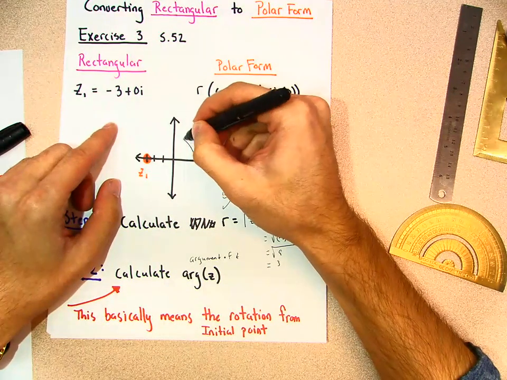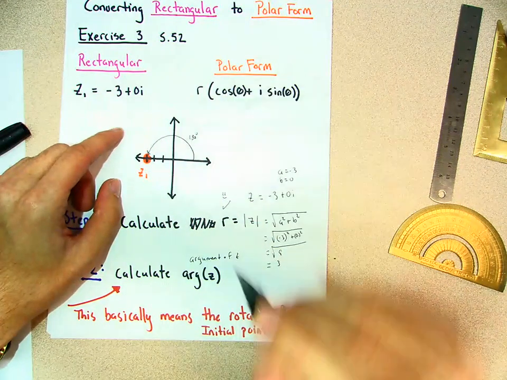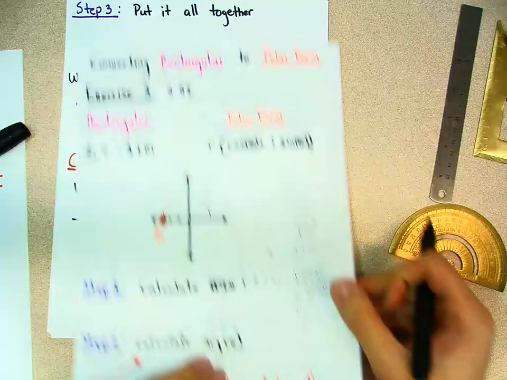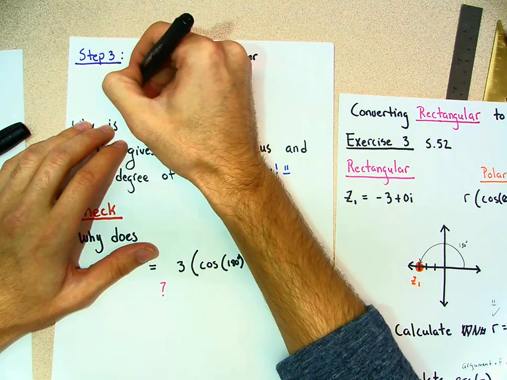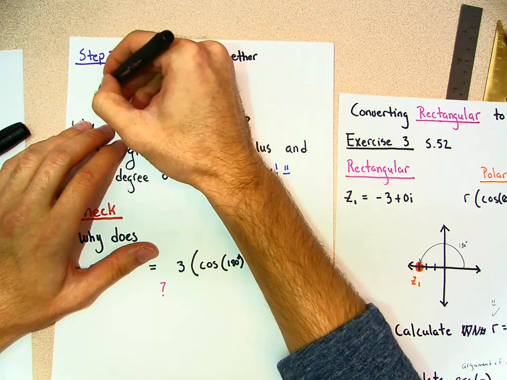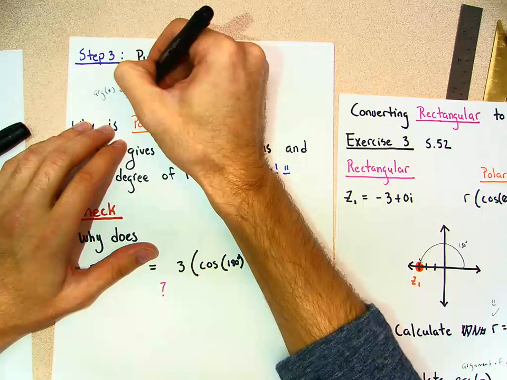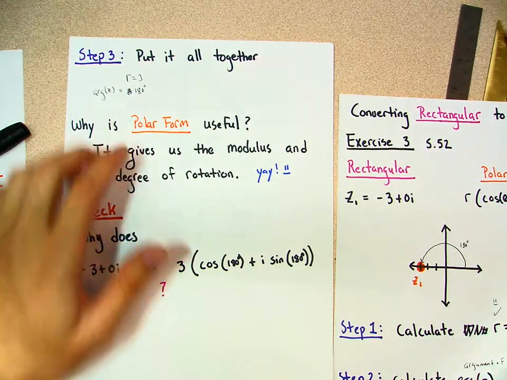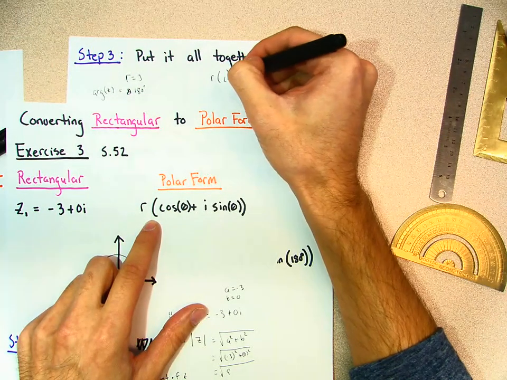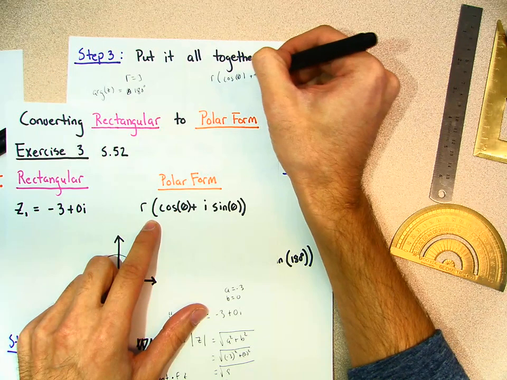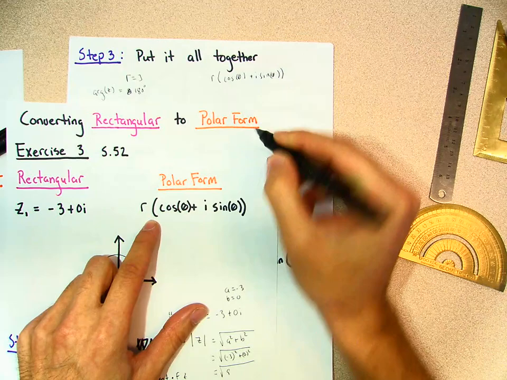So how much rotation did you do to get from here to here? It was just 180 degrees. So now we just put it all together. Here we know r is equal to 3, and we know the argument of z is equal to 180 degrees. So we just put it into our formula, r cosine theta plus i sine theta. And here, let's just substitute.